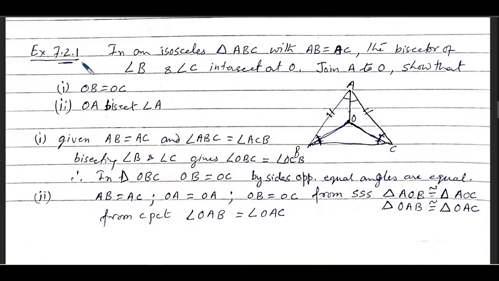Now exercise 7.2.1. This is a problem given in an isosceles triangle ABC with AB equal to AC, isosceles triangle.